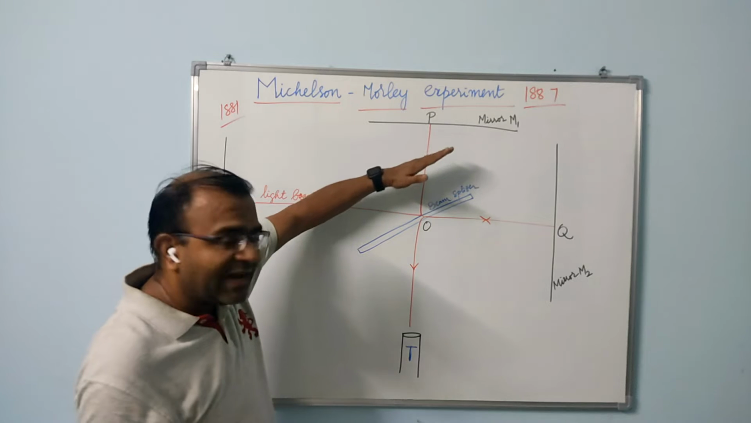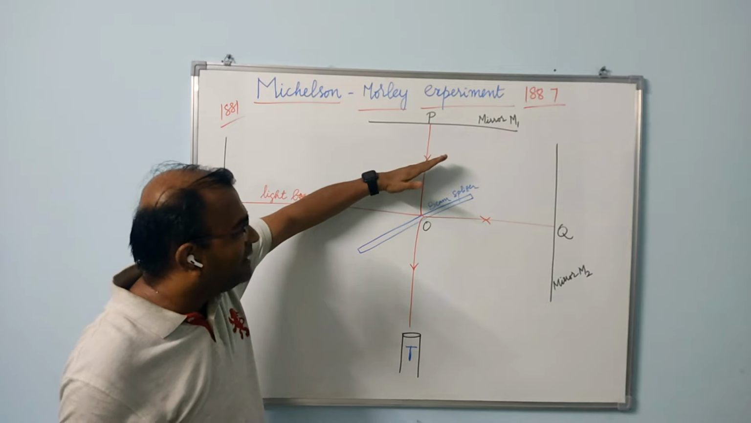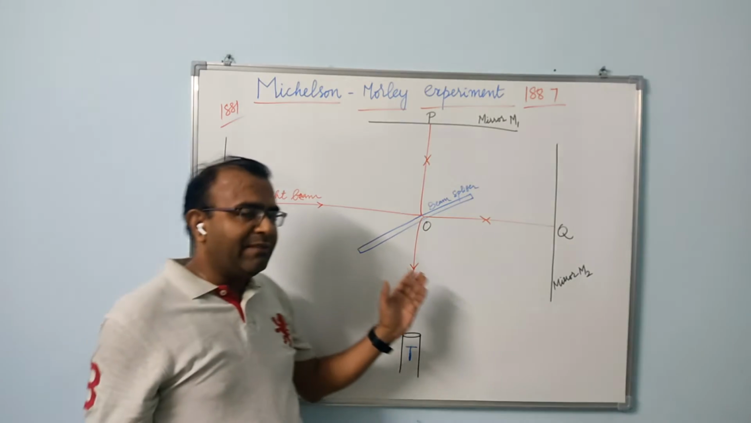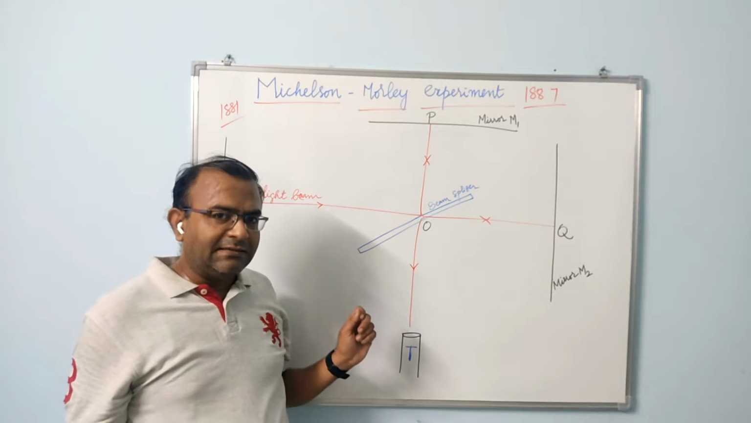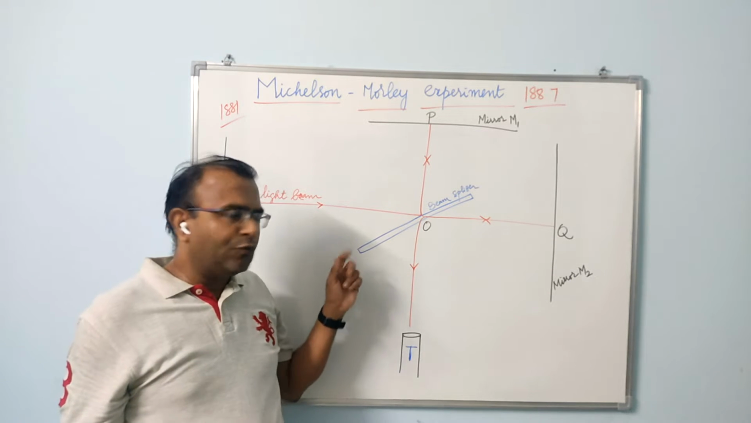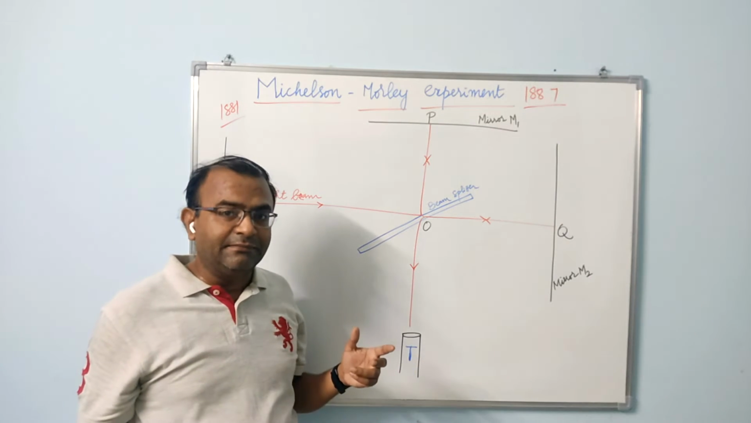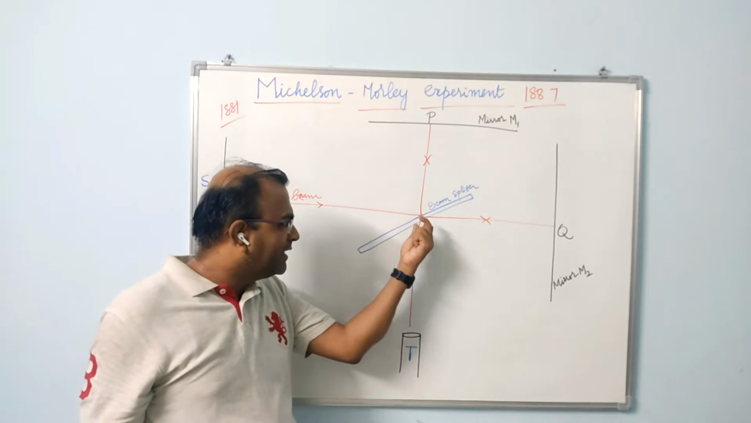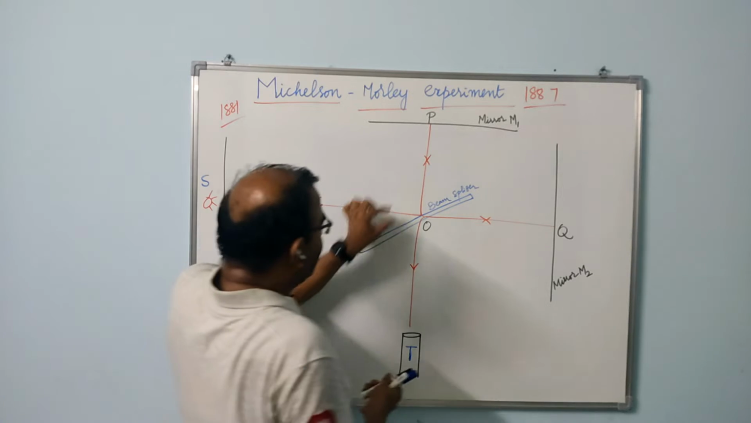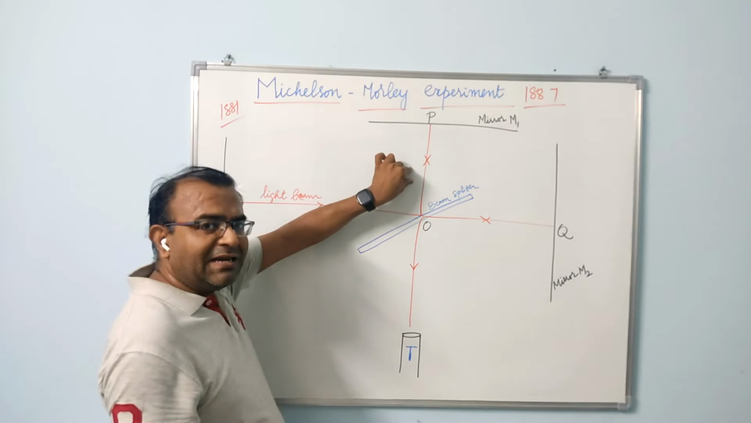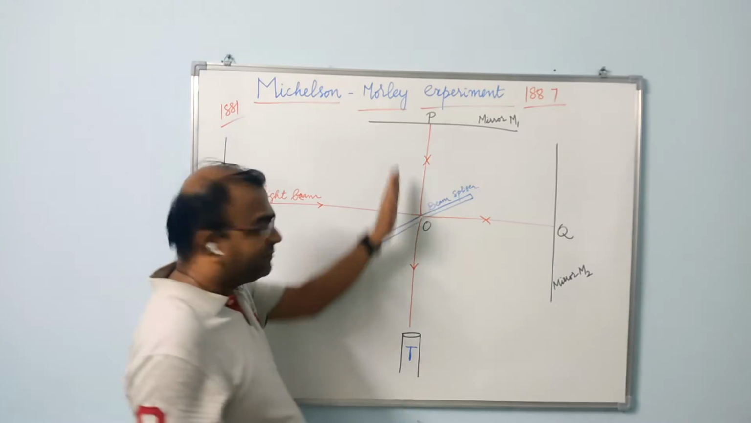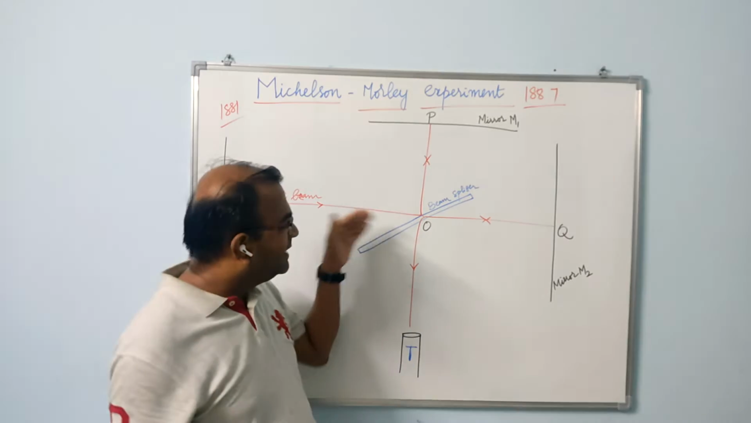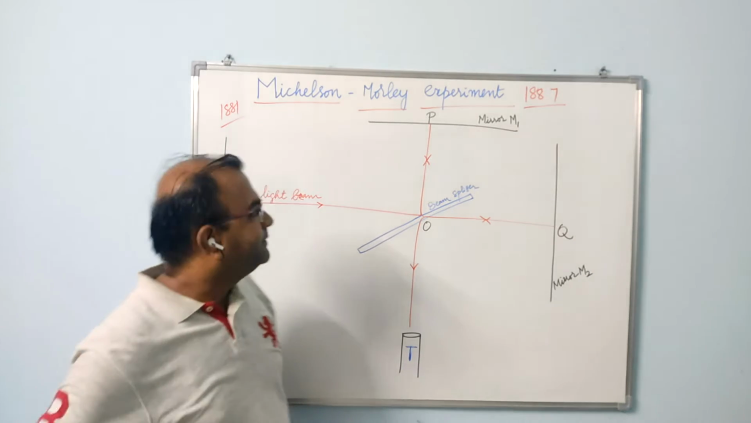Now a compensator, which I have not shown in this diagram, is another glass plate that is kept in the path of this reflected beam, so that the light beam travels equal distances through the air as well as the glass medium. Because this particular wave that is transmitted through the beam splitter goes through a thickness of glass, if you have an identically thick glass plate as the compensator along the path of this reflected beam, then that would compensate for the difference in thicknesses of the two beams.